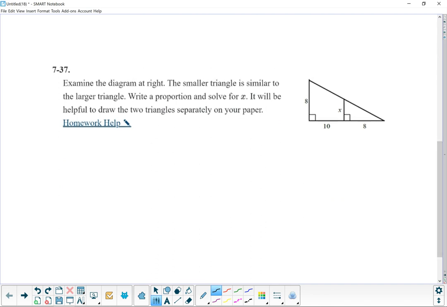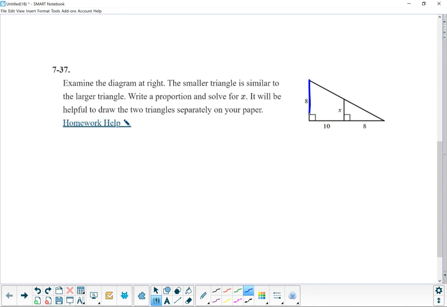Examine the diagram at the right. The small triangle is similar to the larger triangle. And the only thing we know about similar triangles is that all the angles are the same and that the sides are proportional to each other. Write a proportion and solve for x. It would be helpful to draw the two triangles separately on your paper. All right, it's all good. So I'm going to use colors, so I don't need to do it separately.